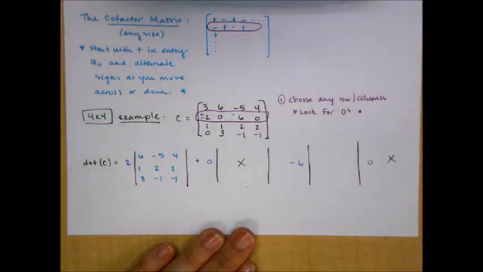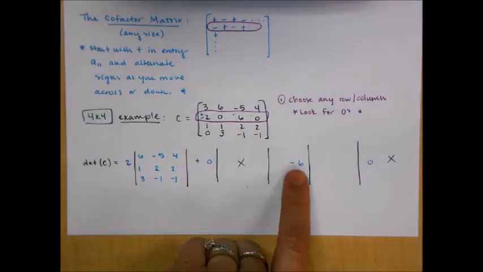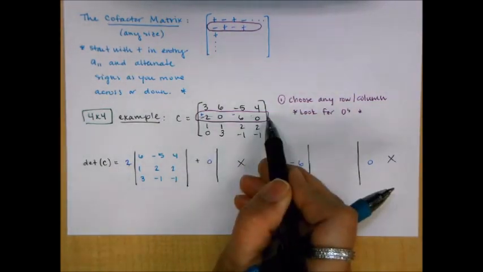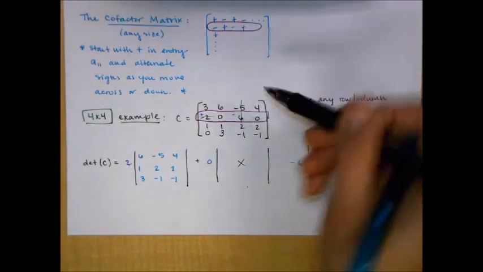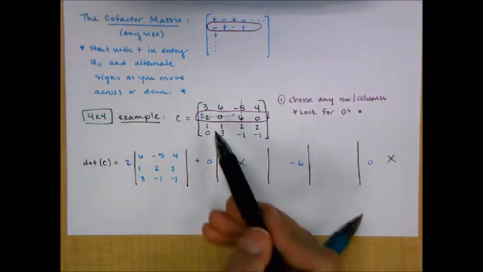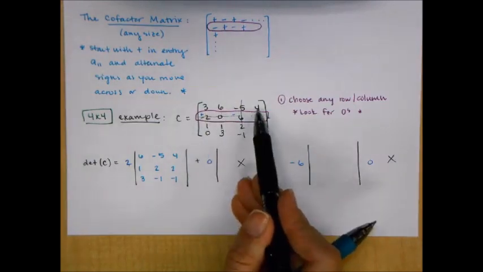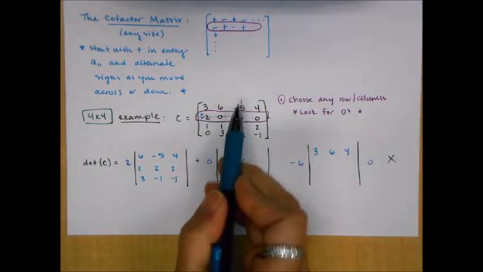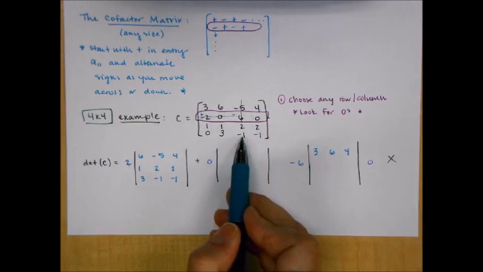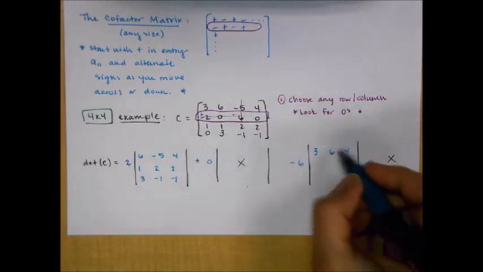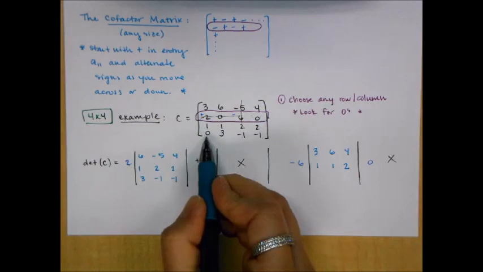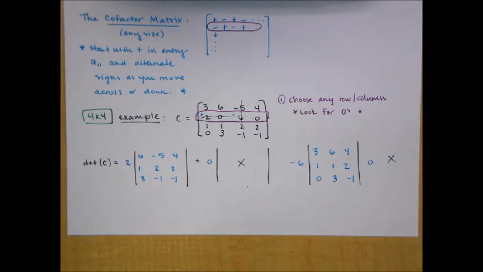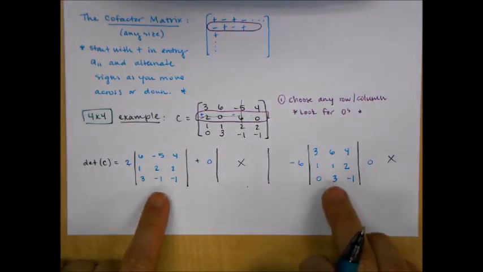Okay, so let's take a look at 6, which was in row 2. Again, we're going to cover up row 2, and it's in column 3. So you want to cover up column 3 and row 2, so you can see what we're left with. 3, 6, 4. Underneath column 2, underneath row 2, and covering up column 3, we have 1, 1, 2. And at the bottom, 0, 3, -1. So now you just have to find the determinant of these 2 3x3s and then multiply them by these numbers.